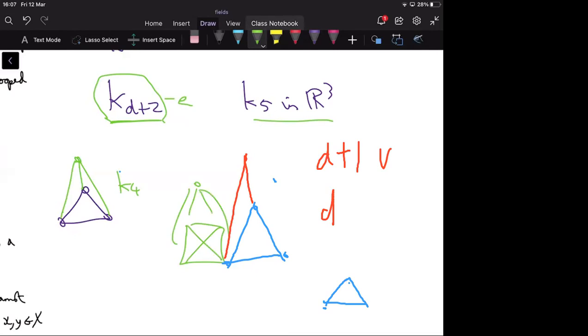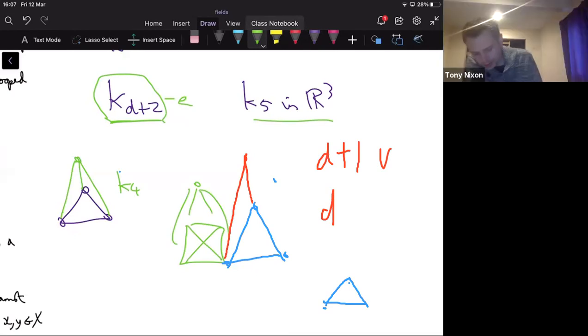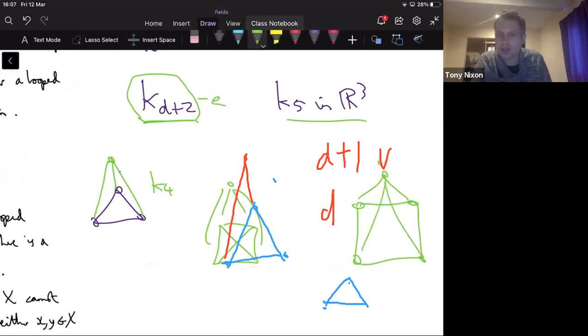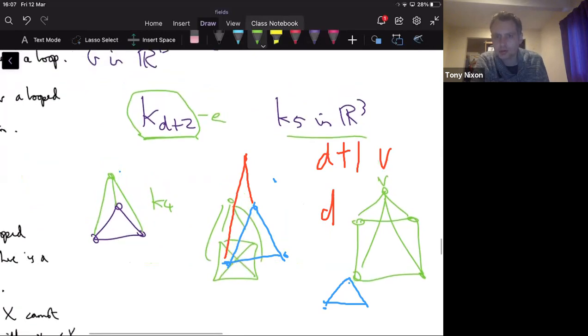Yeah, it doesn't have to be K4. It can be anything, just any D+1 vertices. Yeah, that's true. Actually, you're right, because you could do a... sorry, I'm drawing over you now. I should move that to there. So you can do the same for a wheel. So even if you choose this vertex in the right place, it would be okay.